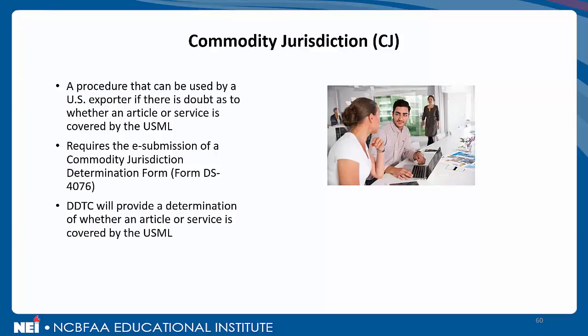Well, what is this commodity jurisdiction? Well, jurisdiction has to do with the government agency that is responsible for an item or an article or a service. That's what we're looking to ascertain here. What government agency covers a given product? In the case of the USML, second bullet point, it requires the e-submission, the electronic submission of a commodity jurisdiction determination form. It's called a DS4076. And as you might have guessed, yes, we will be looking at what the DS4076 looks like in just one moment. But for now, let's say in our third bullet point that the DDTC, through the commodity jurisdiction determination process, will provide a determination of whether an article or service is covered by the USML. So a very helpful tool.